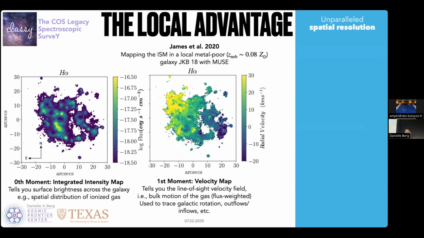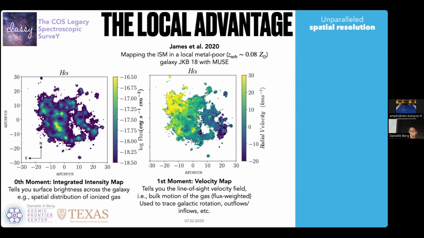And so this is only along the line of sight, of course, but it's telling you about the bulk motion of the gas. So here, we see nice ordered rotation from the way the velocities are moving. We get our galactic rotation here. But if you see abnormal things, you can trace outflows and inflows and different bulk motions of your gas here.